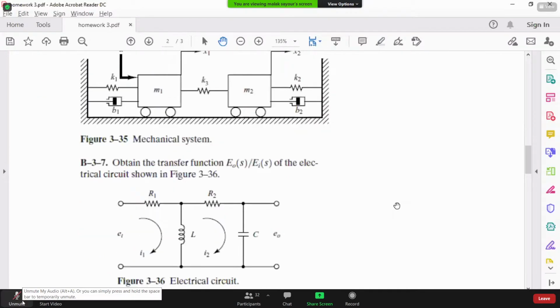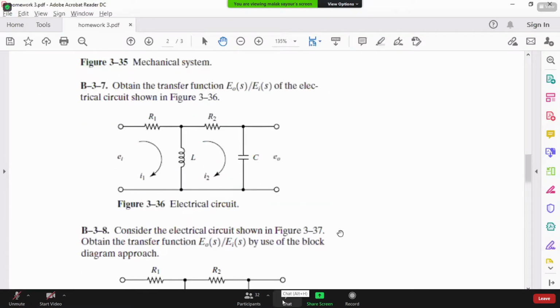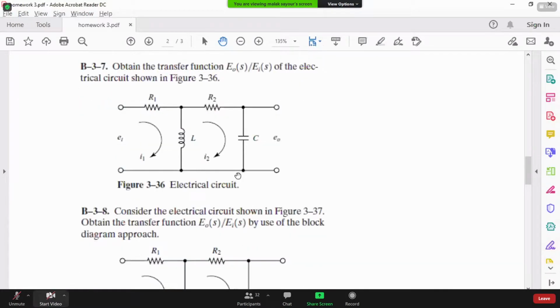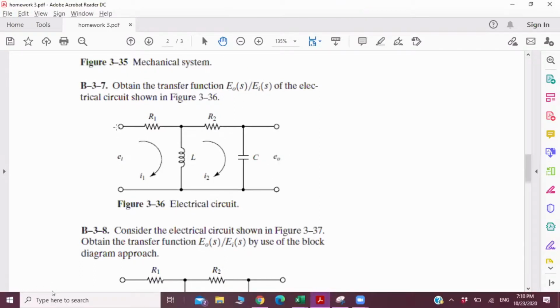So here we will come back to these steps. Basically this will be the last exercise. We have to obtain the transfer function of this, E out over E in. Basically, in mechanical courses we do the summation of forces equal to MA. In electrical courses we do KVL. So when we apply KVL we get the following.